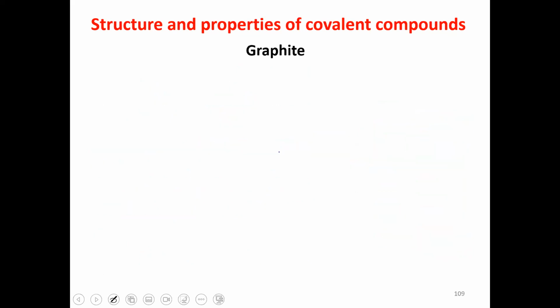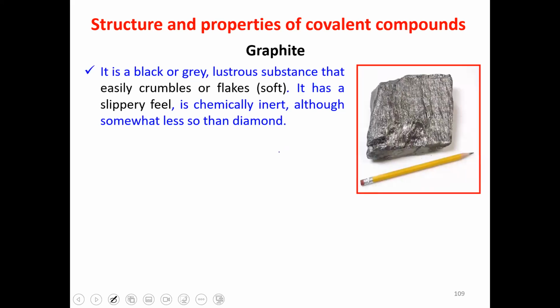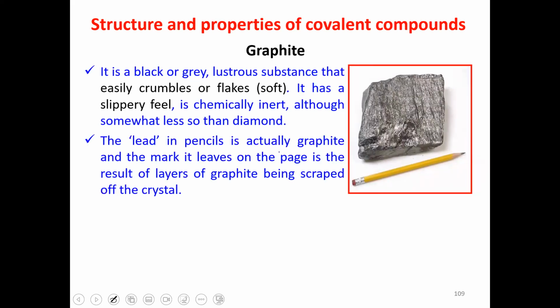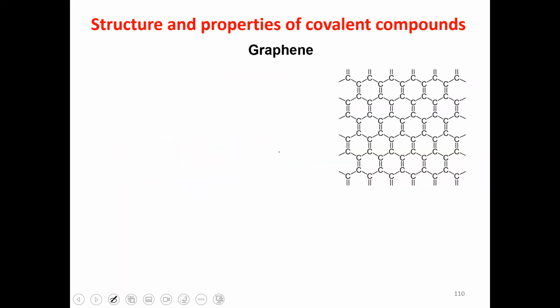What are the important properties? It's a black or gray lustrous substance that easily crumbles or flakes. This is graphite and it is used in pencils. This is the property of graphite, that when you write with it on paper, it leaves a mark. It is used as a lubricant also.